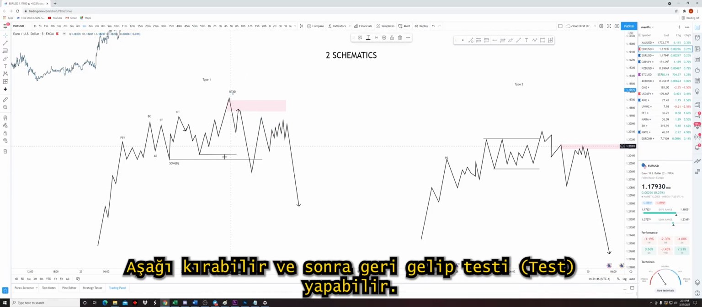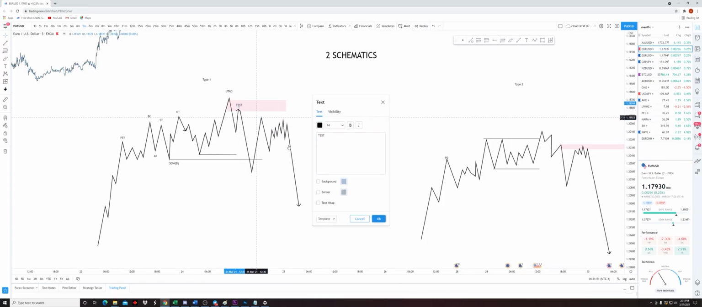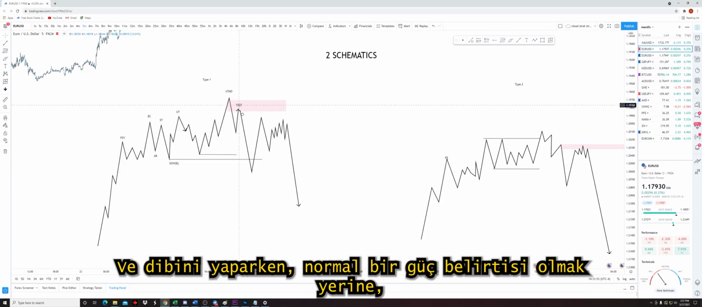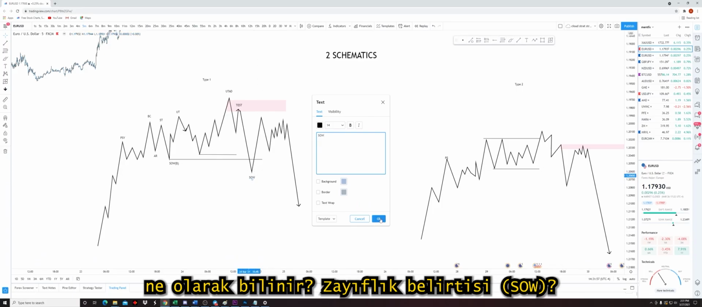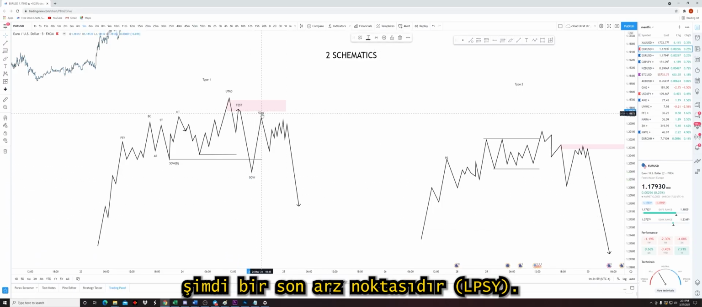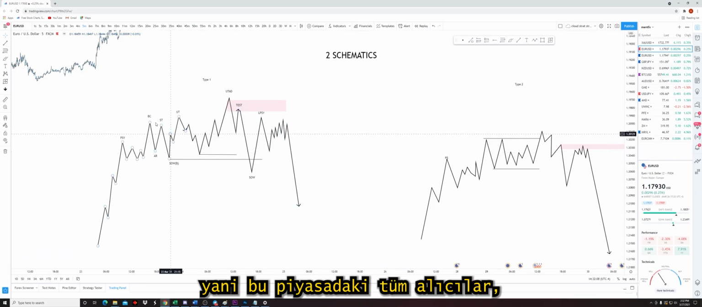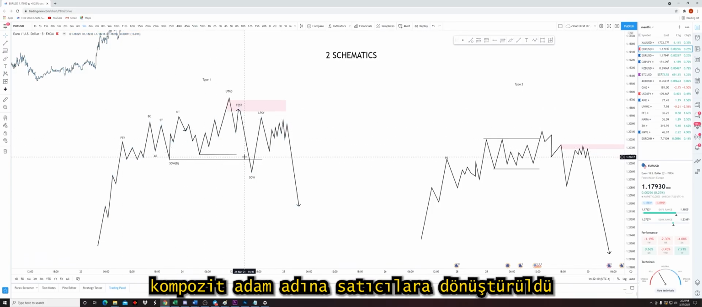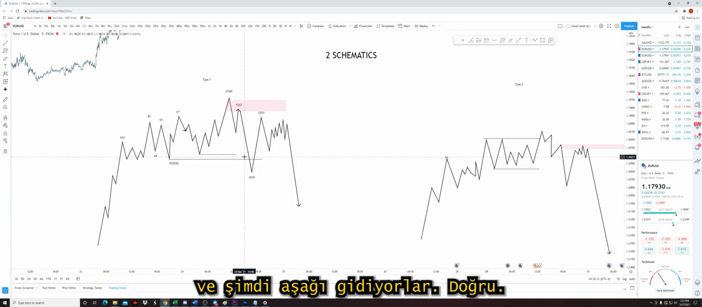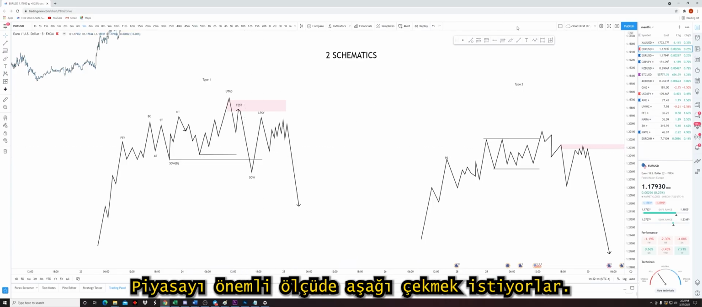Price breaks down. It can break down and then come back, making what? The test, right? And as it makes this low, instead of it being a normal sign of strength, what is it known as? A sign of weakness. And instead of this being what? A last point of support, it's now a last point of supply, okay? Because all of the buyers in this market have been transferred into sellers on behalf of the composite man and are now going down, right? They want to take the market significantly lower.